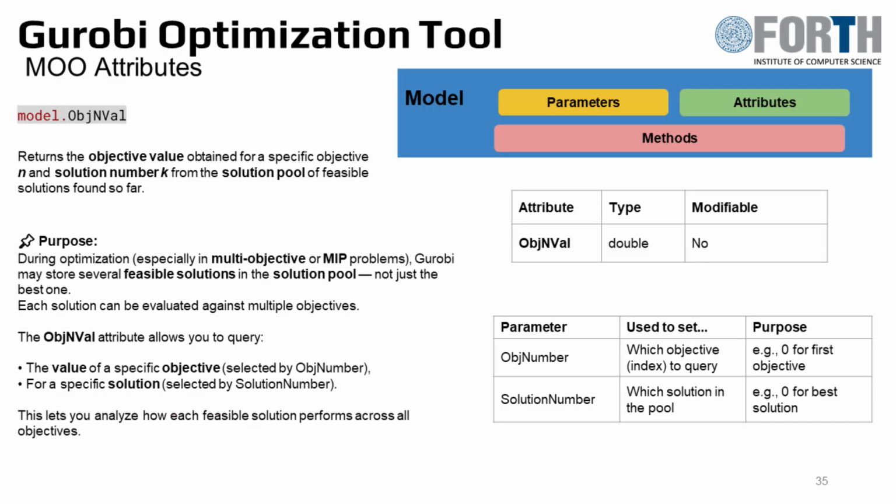In multi-objective and mixed integer models, Gurobi may store multiple feasible solutions, not just the best one. Each stored solution has values for all objectives. The obj_val attribute allows you to retrieve the value of a specific objective for a specific solution in the solution pool. We can choose the objective by using obj_number and the solution using solution number. This is very useful when analyzing trade-offs, near optimal solutions, or alternative decisions, since it lets you analyze how each feasible solution performs across all objectives.